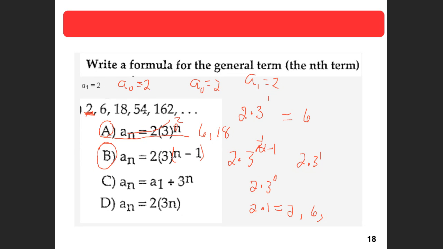All right. Any questions on any of that? It looks like that is the last problem on the practice for this week.